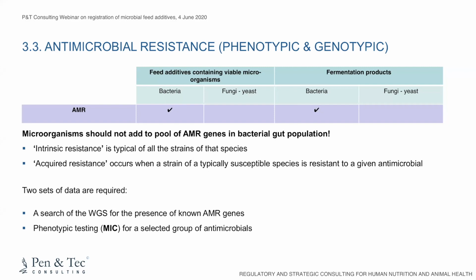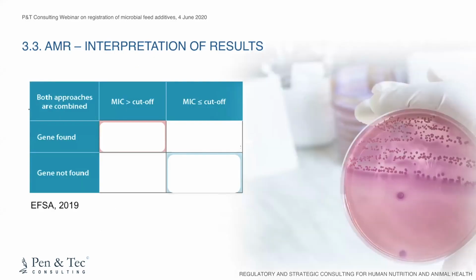So when we look at the 2 sets of data together, we can see several scenarios. If the phenotypic resistance can be directly related to the presence of a known antimicrobial resistance gene, this is considered a hazard, unless the resistance is regarded as intrinsic, which means that it is present in other strains belonging to the same species. In order to make this assessment, it also may be necessary to perform searches in the literature.